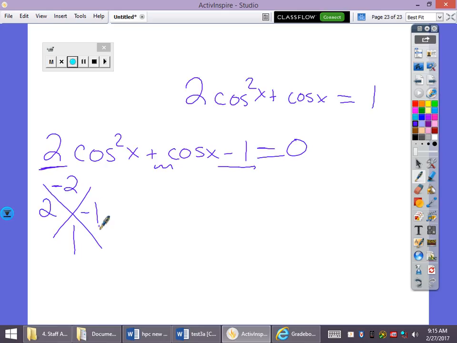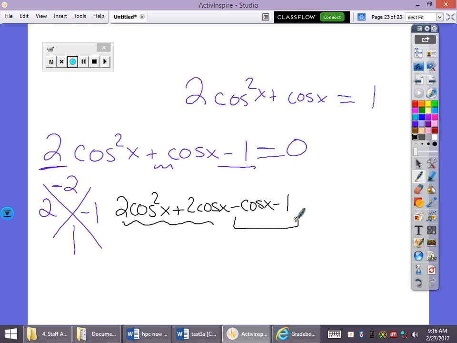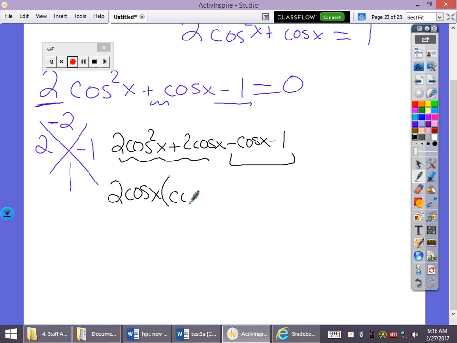So I rewrite my problem to say 2 cosine squared x plus 2 cosine x minus cosine x minus 1. I have a group and another group. What does this group have in common? 2 and a cosine. When I pull out the 2 and the cosine, that gives me cosine x plus 1. Do these two pieces have anything in common? No. So I'm just going to pull out a negative 1, and it gives me cosine x plus 1, and I do my happy dance.